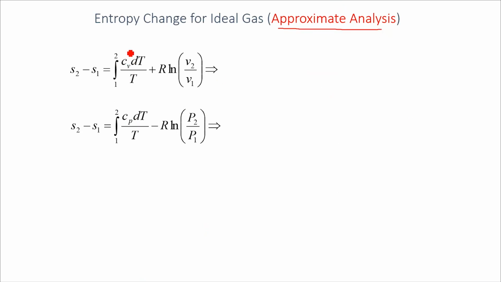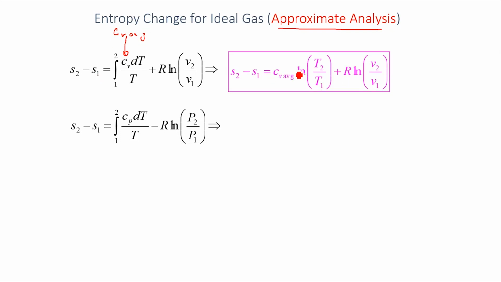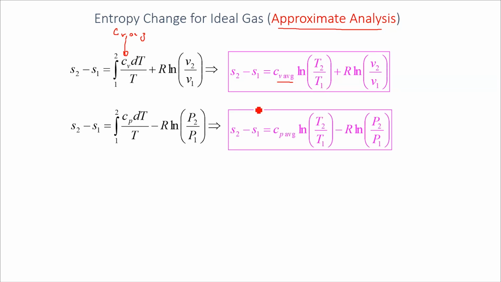That means you take Cv as a constant average value and take it out of the integration. So what you do is you take Cv out of the integral as an average value, and you have the integration of dT over T, which is ln T2 over T1. Similarly, you take the Cp average value and take ln T2 over T1 as the integral of dT over T.